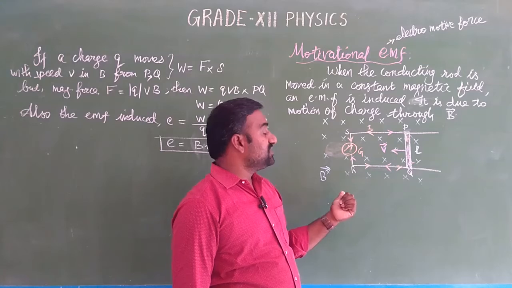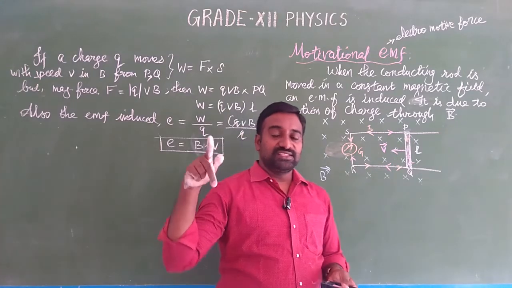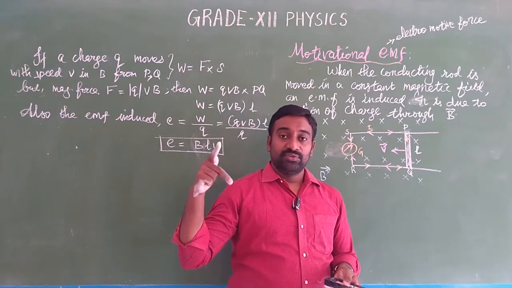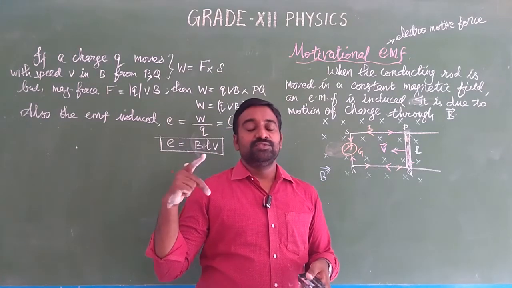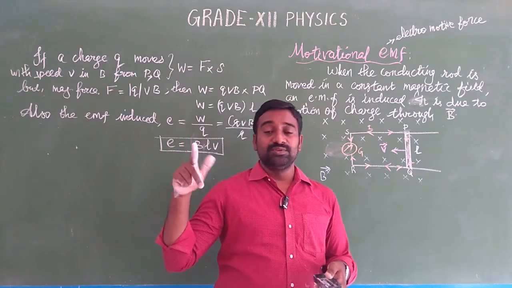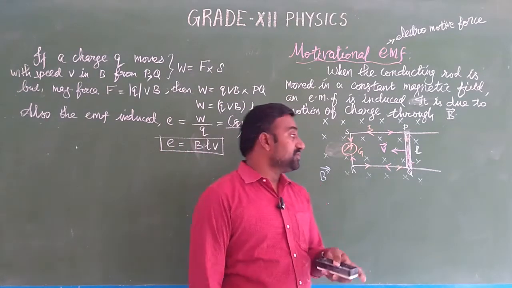And the direction of induced EMF can be verified by Fleming's which rule? Right hand rule. So the direction of the induced EMF is given by the central finger. This right hand rule is used to verify the direction of EMF induced in the circuit.